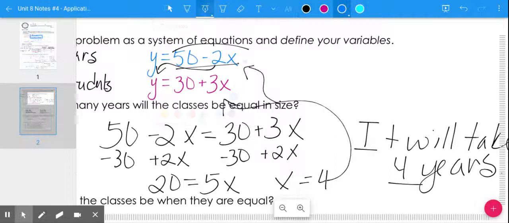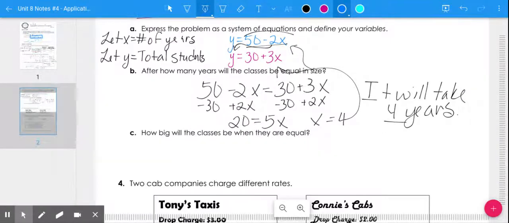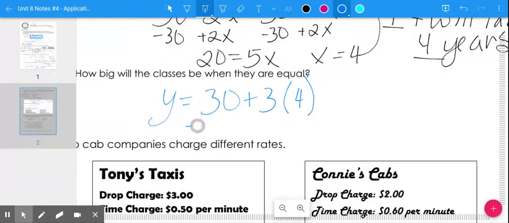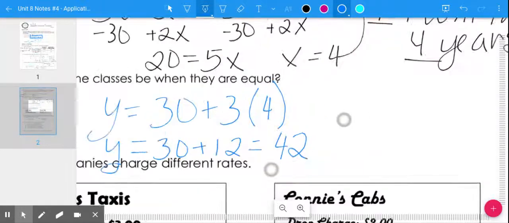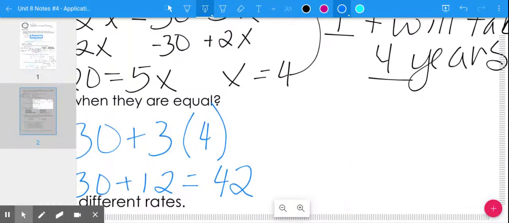So we're going to have y is equal to 30 plus 3 times, instead of x, 4. So I'll have 30 plus 3 times 4 gives me 12. And 30 plus 12 is going to give me 42. So we know that y is equal to 42. But I didn't just ask what y is equal to. I asked how big will the classes be. So we're going to say each class will have 42 students.